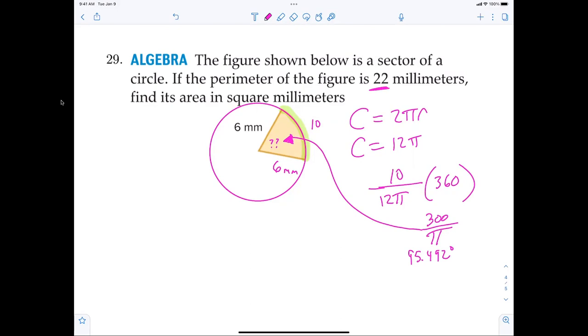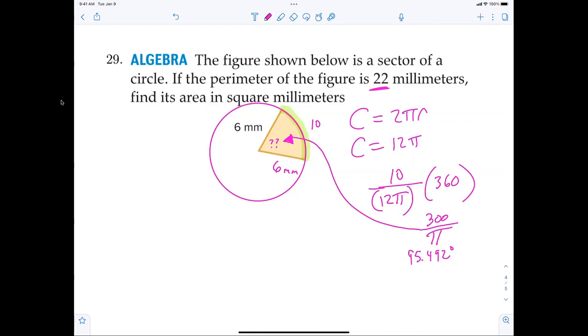Is everybody with me? Please look at that and make sure he's correct. I said 10 times 360 divided by 12 pi, but he didn't put parentheses around the 12 pi. That's why he got the 900 or whatever. So when you're dividing by a quantity, you need parentheses. All right, is everybody with me? That's 95.492 degrees. Everybody with me on that?